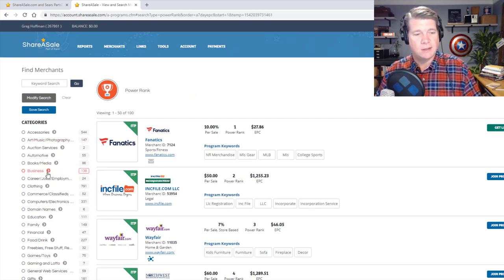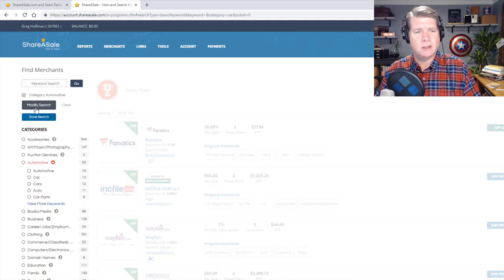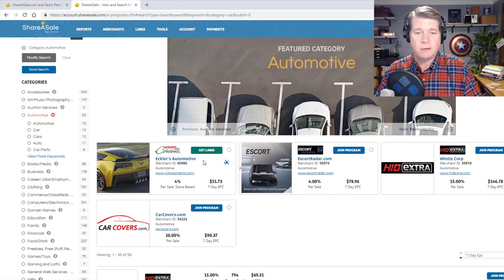Now, this is how I want you to look. I want you to look at the categories. So where do we want to start? We want to start at automotive because I know we've got some in automotive. So number one, right here, there it is, Eckler's Corvette. That's one of our programs.